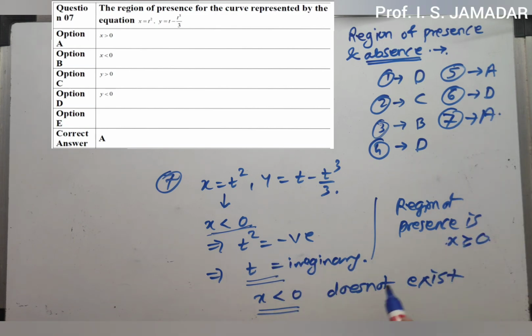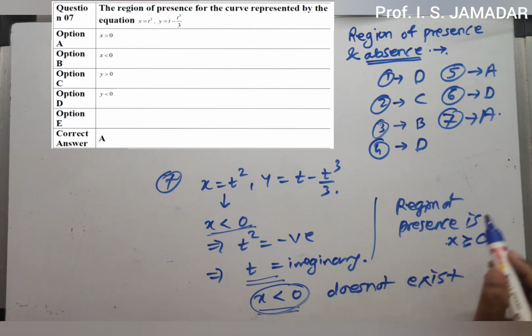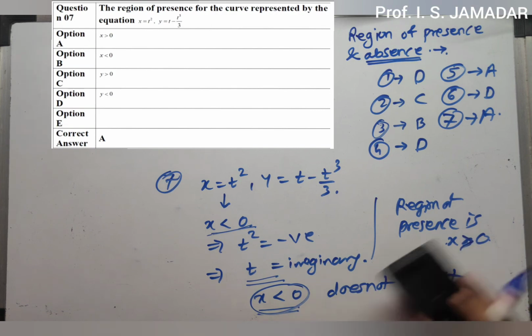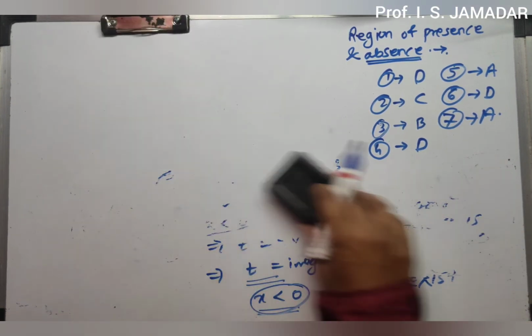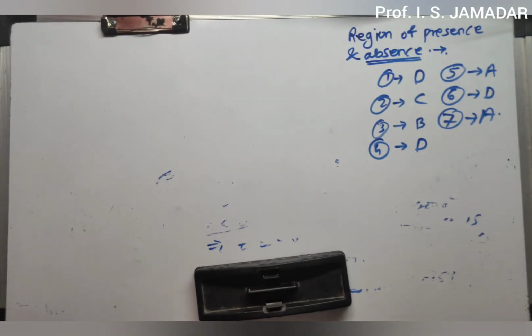If the question is about absence, then the answer will be x less than 0. They asked presence, so for presence you have to consider x greater than 0. This is about the region of presence and absence.